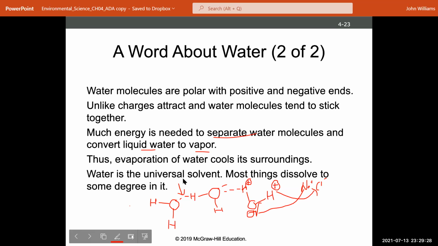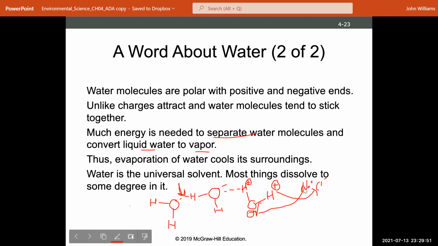vapor. And so that's why the evaporation of water off of our skin can cool our bodies, because the heat from our body is going into breaking that hydrogen bond. And then as that bond breaks, it's lost, and it's lost from our body. And then the water evaporates as sweat.